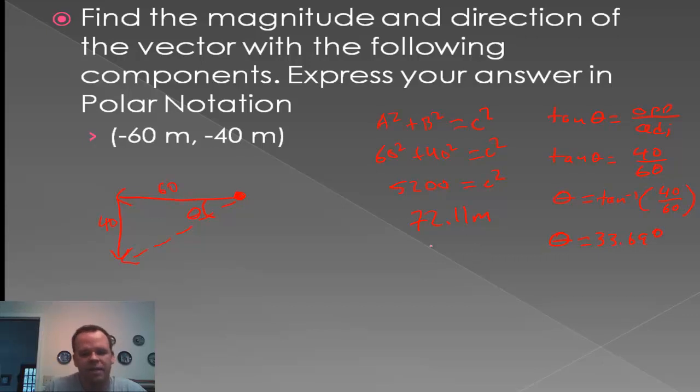Now, my answer is not just 72.11 at 33.69 degrees because we always have to go from the positive x-axis. So we have to go all the way around. So in this case, I'm going to have to add the 33.69 to 180 to get the angle. This is why it's so important to draw everything out. So I'm actually at 213 degrees. My answer should be somewhere between 180 and 270. So I did 180 plus 33 to get this total angle. So my final answer, 72.11 meters at 213 degrees.